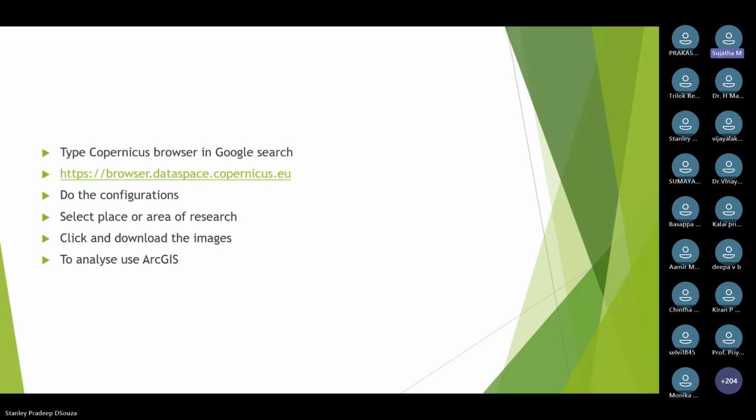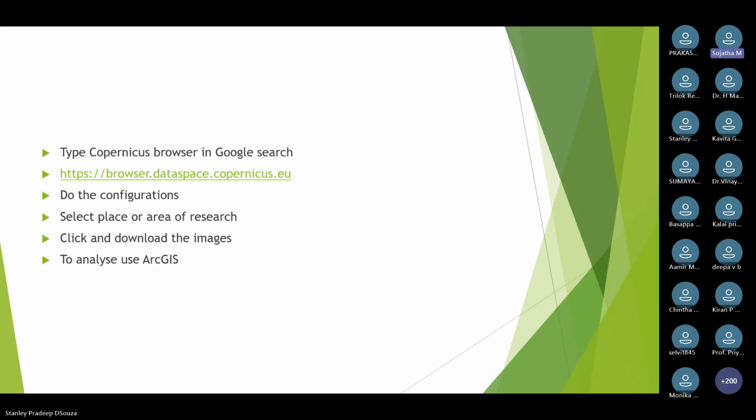There you can visualize the map of the entire globe. You can search based on the map given, or you can type the place you want to search. When you use that link, on the top right corner you will get a text box where you can type the place you are interested in. And you can do the configuration.